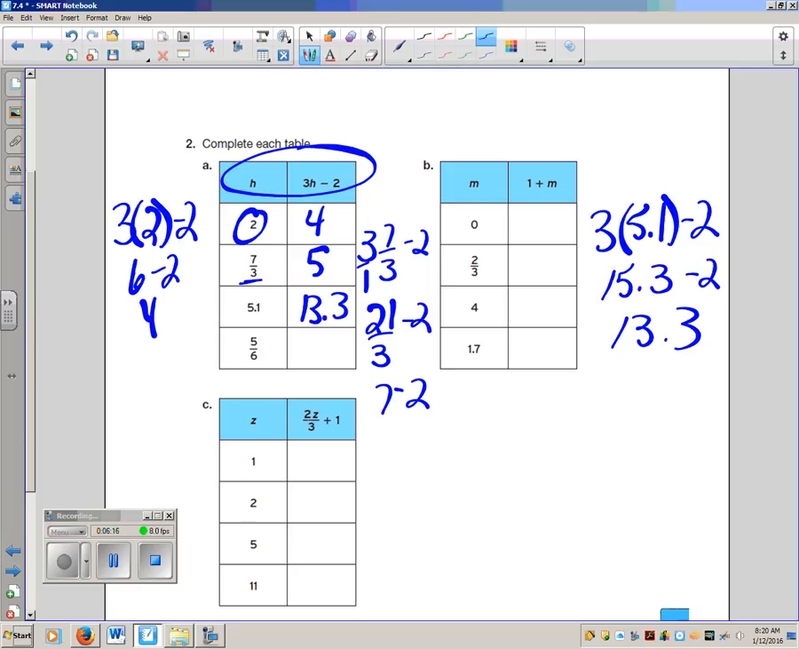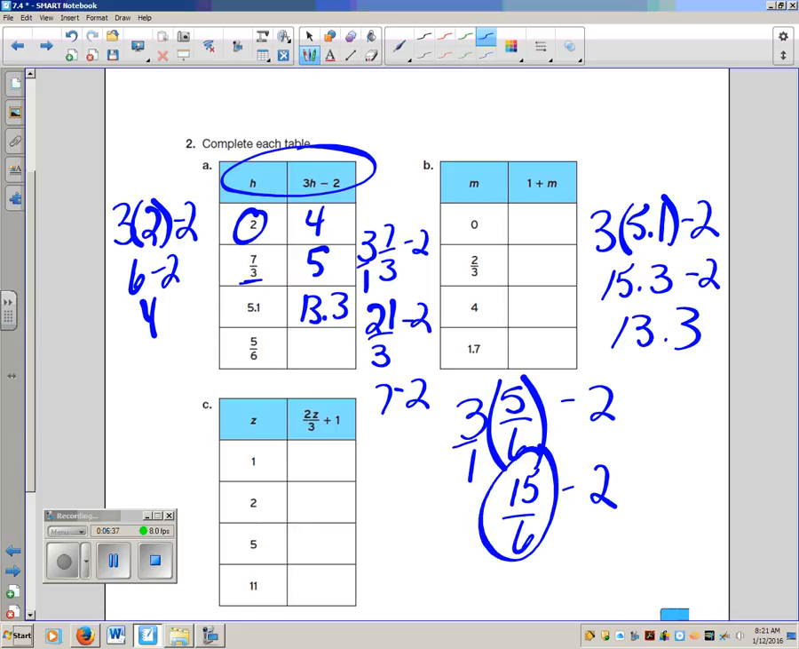One more. 3 times 5/6, put the 1 there if that helps, minus 2. Remember, multiply your numerators and multiply your denominators. 15/6, minus 2. Sometimes it's easier, I think, to change that to a mixed number. So you've got 2 and 3/6, which is 2.5. Take away the 2. Your answer is 1/2.